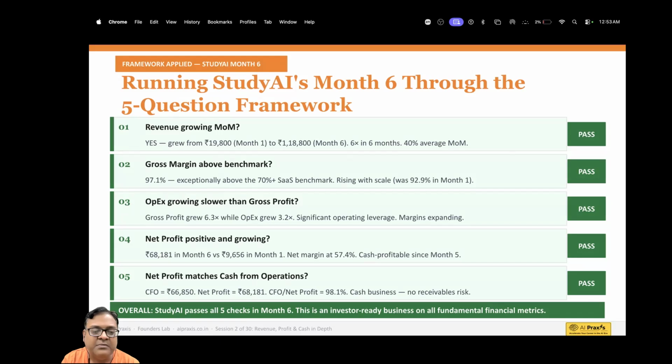Then net profit positive and growing, pass. 68,181 in month 6 versus rupee 9,656 in month 1. Net margin is 57.4%. Cash profitable since month 5, pass. And net profit matches cash from operations. If you look at the CFO to net profit, which is 98.1%, and there are no receivables risk, which means you don't have to be dependent on the money that's going to come in the next month or after that. So this also passes.